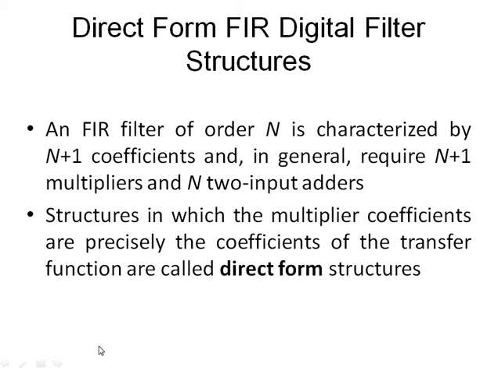An FIR filter of order N is characterized by N+1 coefficients, and in general it requires N+1 multipliers and N two-input adders. Structures in which the multiplier coefficients are precisely the coefficients of the transfer function are called direct form structures.